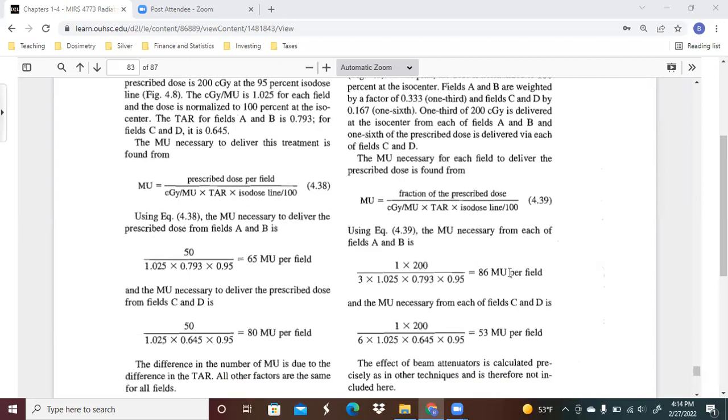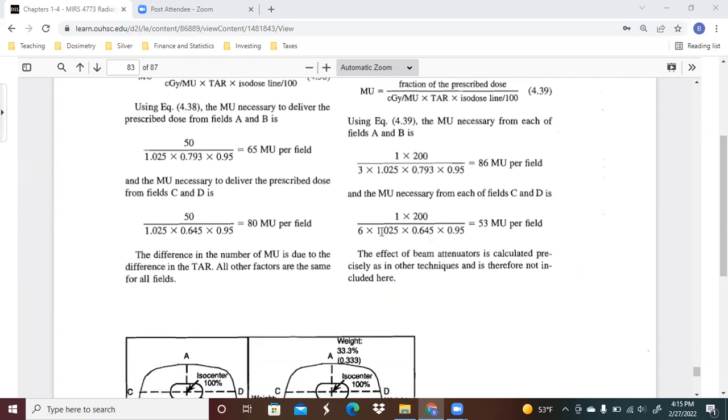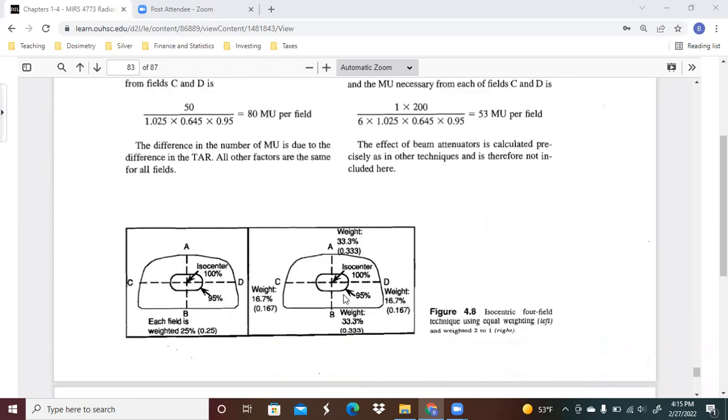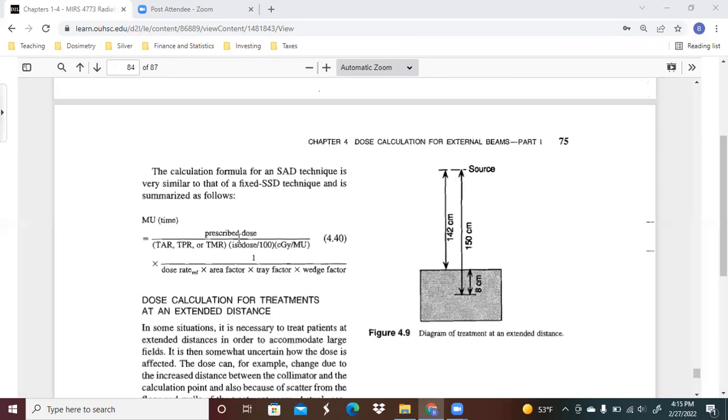If we look to do this for fields A and B, what we're going to do is take our computation here per beam. So we take 1/3 as opposed to 2/3, since we're looking at just one beam at a time and they're split evenly. And we've got our prescription dose up here, and then we've got all of our other factors here. We come up with 86 MU per field. And for C and D, since they carry 1/6 of the total weight each, this is what we are coming up with. Beam attenuators are calculated precisely as in other techniques and are not included here.